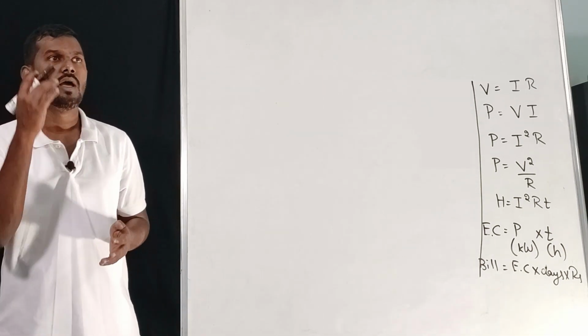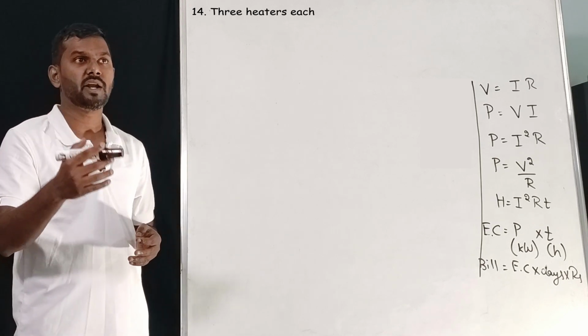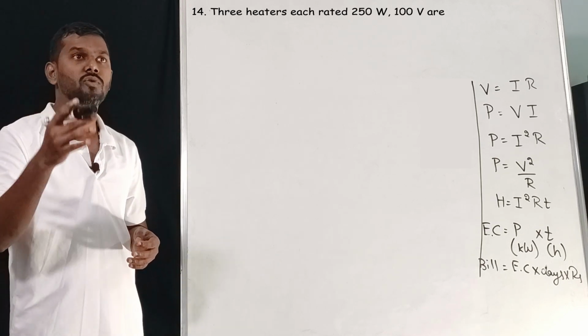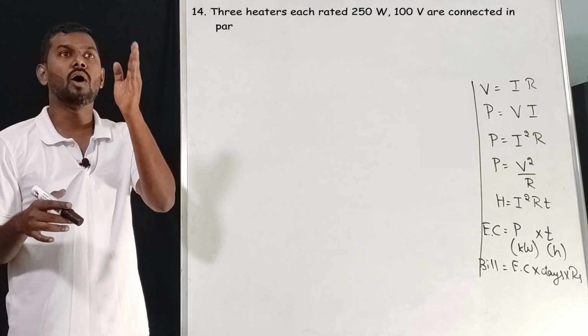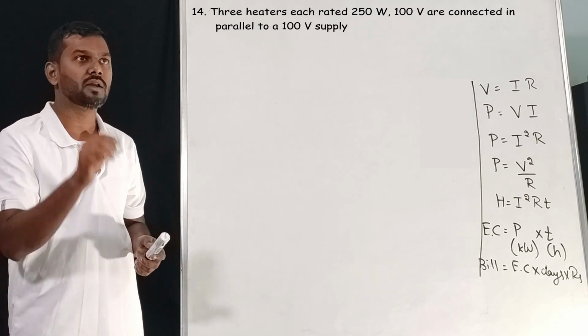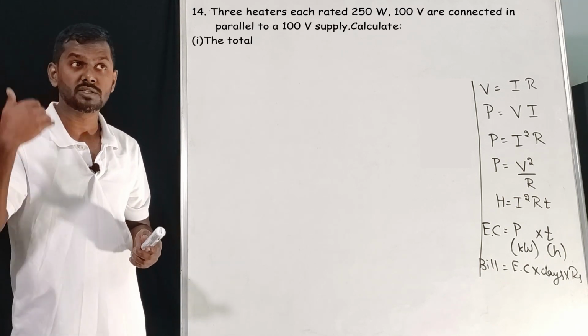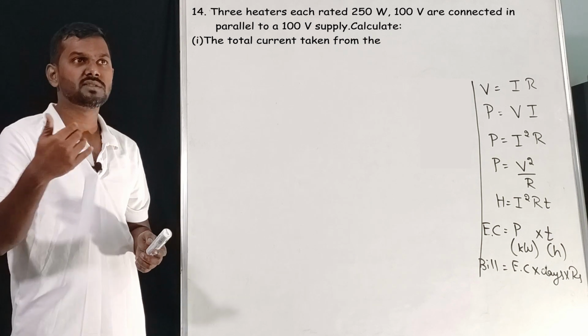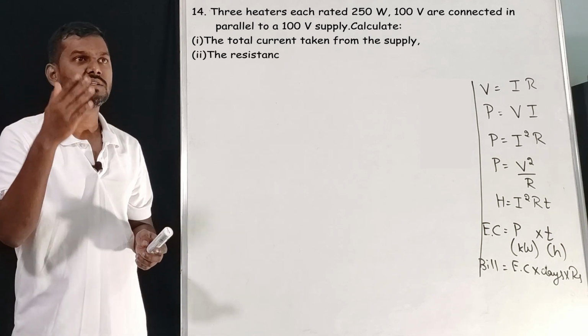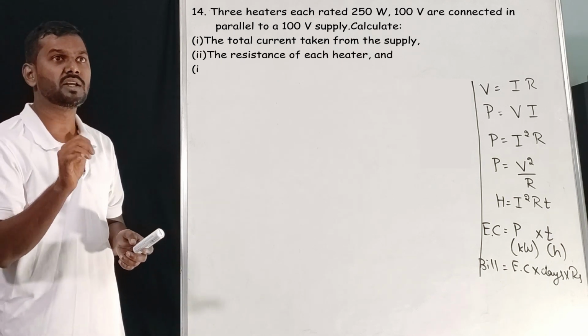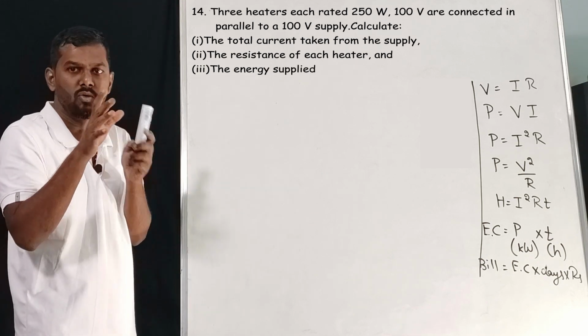Question number 14. 3 heaters, each rated 250 watt, 100 volts are connected in parallel to a 100 volt supply. Calculate the total current taken from the supply, the resistance of each heater, and the energy supplied in kilowatt hour to the 3 heaters in 5 hours. So first we'll go one by one.